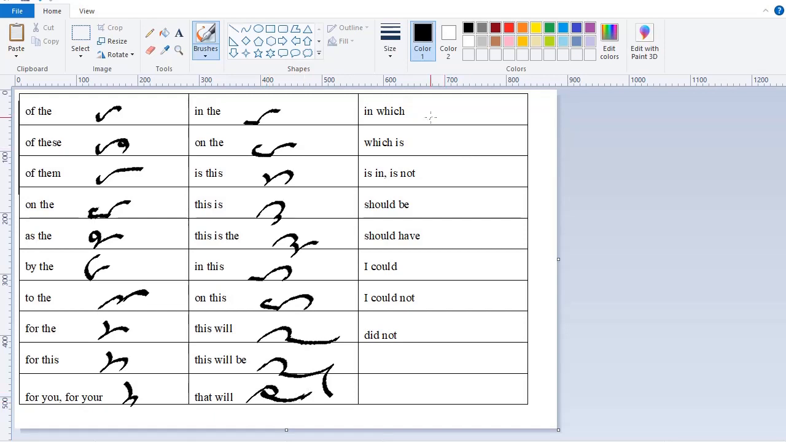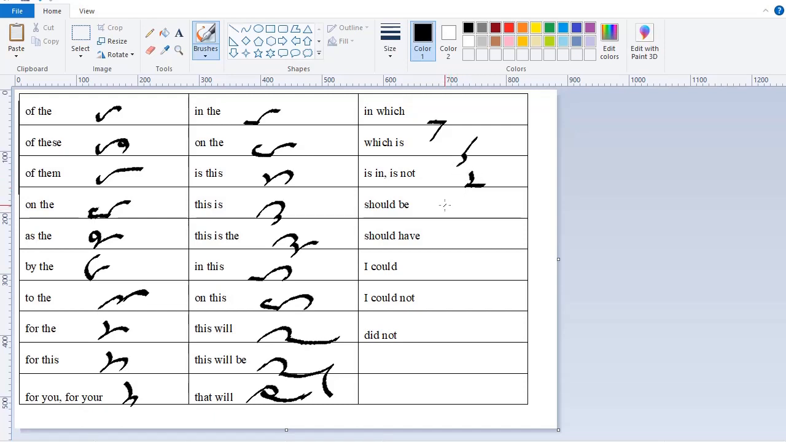"In which," so we have "in," and "which." "Which is," we have "which," and "is." Let's repeat that, it looks bad. We have "which is." Okay? Next, "is in" and "is not." So we have "is," and then "n." It's either "is in" or "is not" when you transcribe.